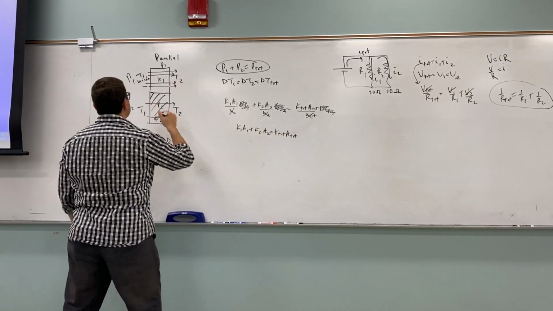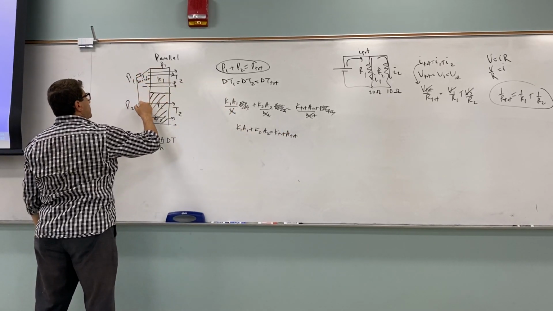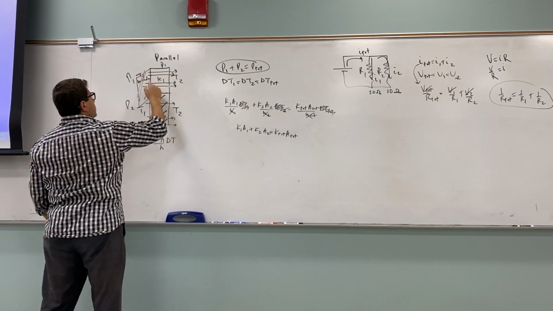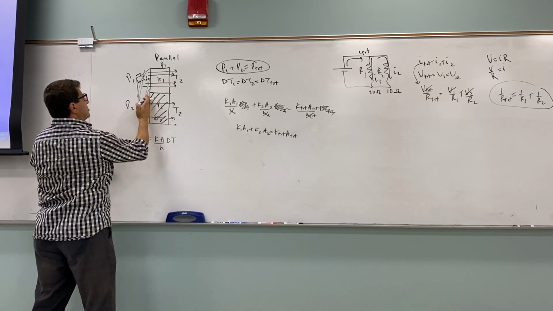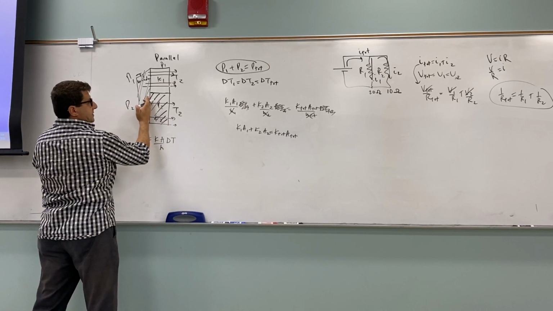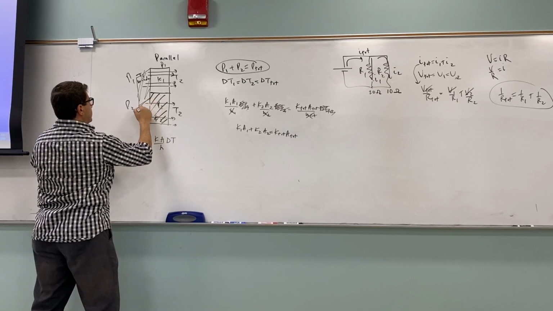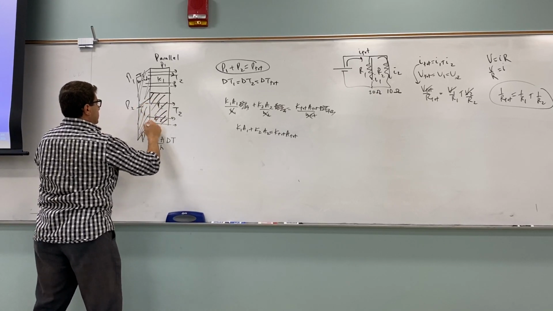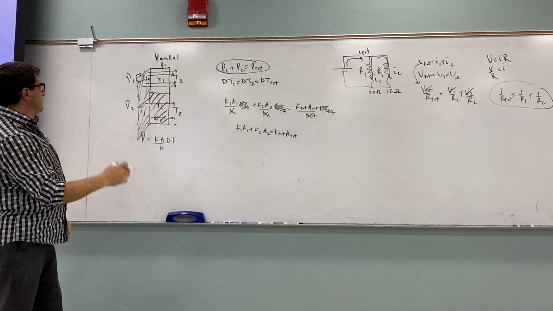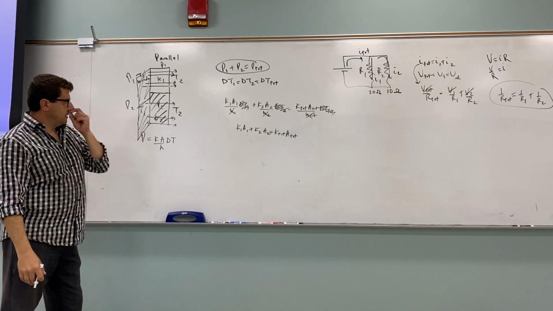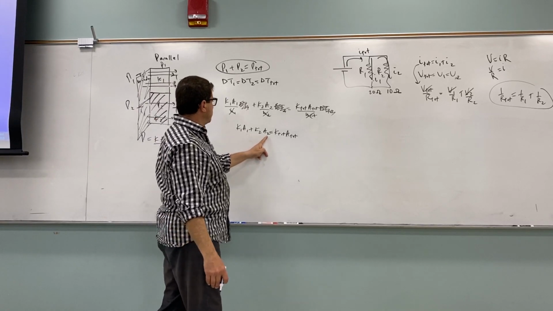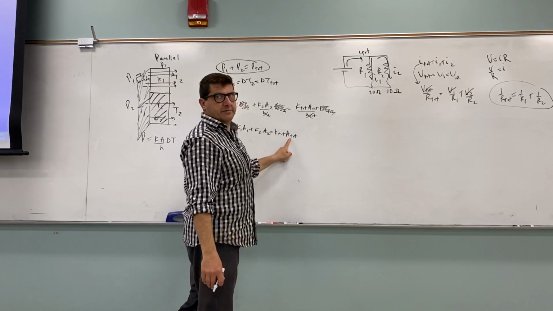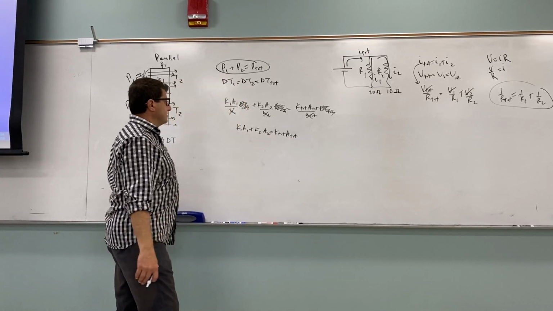So what would A1 be? The surface area of this, the surface area coming this way. And then A2 will be the surface area of that one. K1 A1, K2 A2, and then A total would be the sum of the two surface areas, right?